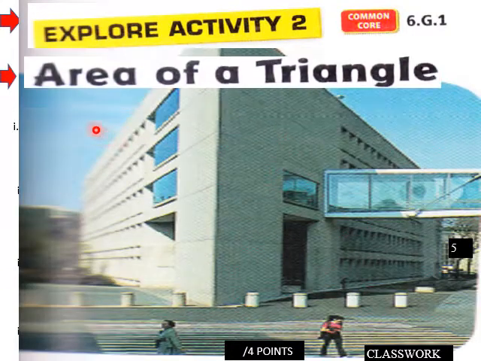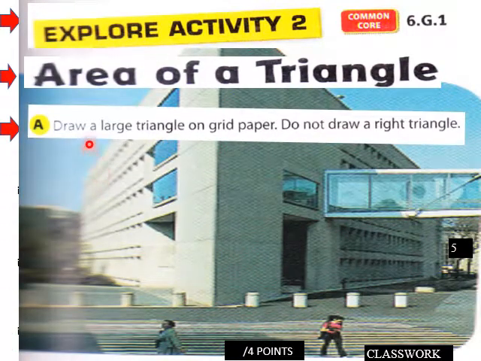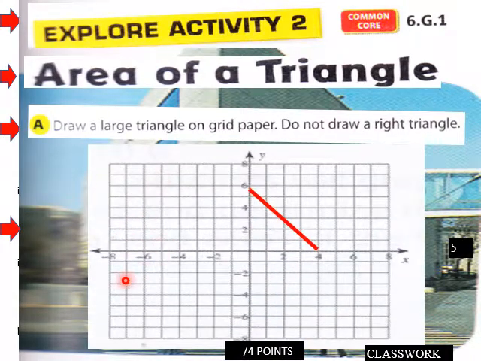Explore activity 2, area of a triangle again. A, draw a large triangle on a grid paper. Do not draw a right triangle. So we're going to draw a large triangle on a grid paper. We're not going to draw a right triangle, so there's no right angles here.